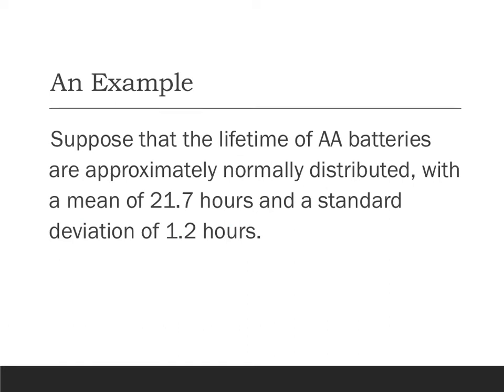All right, so this is the situation we're going to be looking at for the example of this video, and that is that we're going to suppose that the lifetime of AA batteries are approximately normally distributed with a mean of 21.7 hours. So I'm going to go ahead and write that down. 21.7, and a standard deviation of 1.2 hours. So that's going to be our identifying information. And remember, since it says approximately normal, then I can use the normal distribution with my mean and my standard deviation.